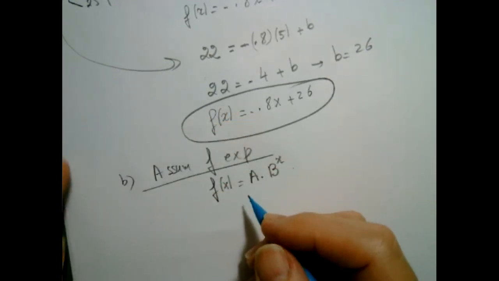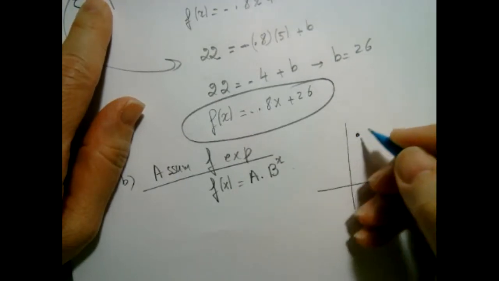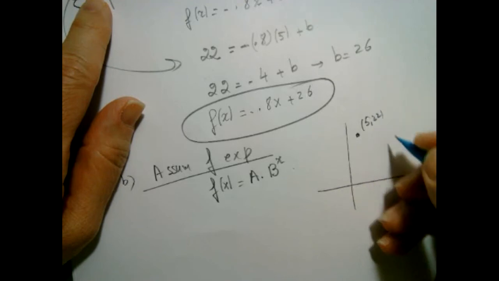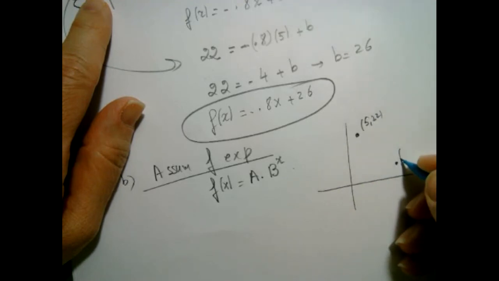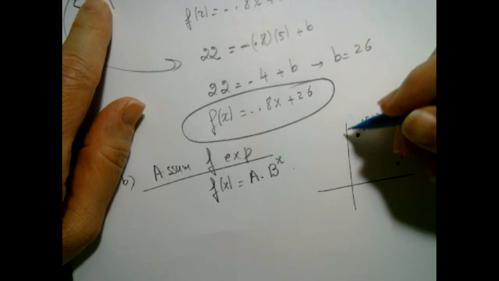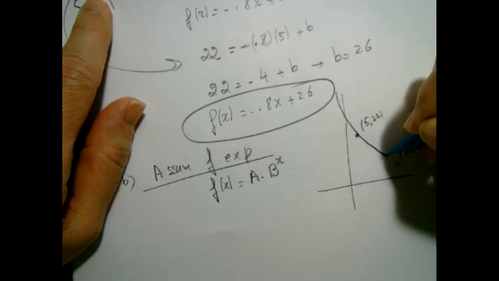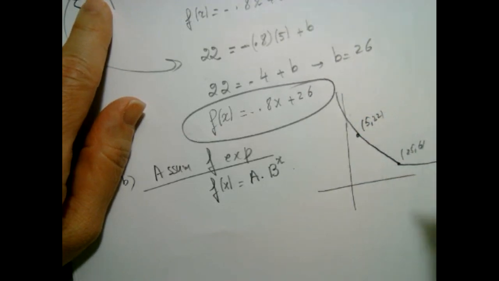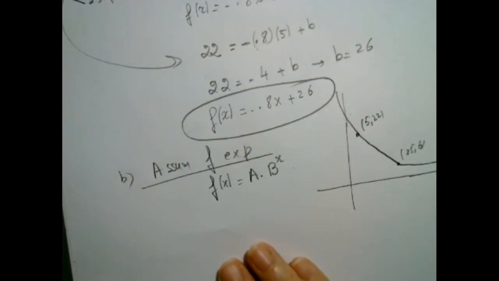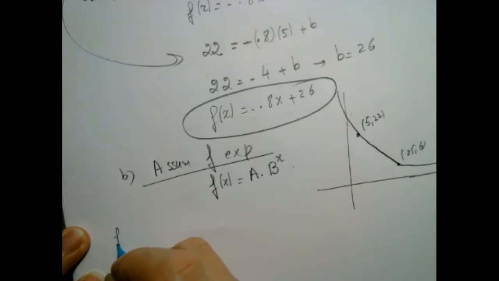So what do we have here? Again, the same point, which is 5, 22, and right here, 25 and 6. But now the graph is like that. It's exponential. So the graph is not a line anymore. That's the graph we're dealing with right now. It's an exponential decay. So how to find a and b? We've done a lot along those lines.